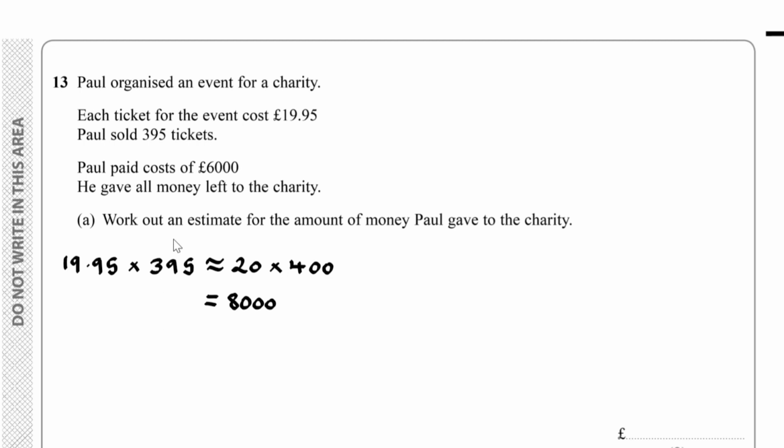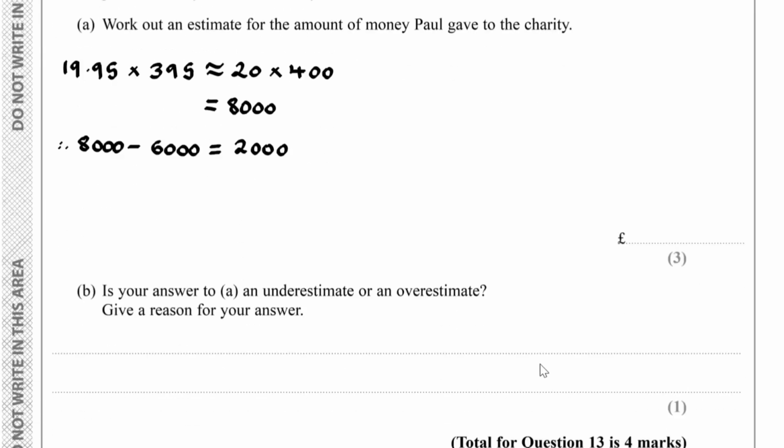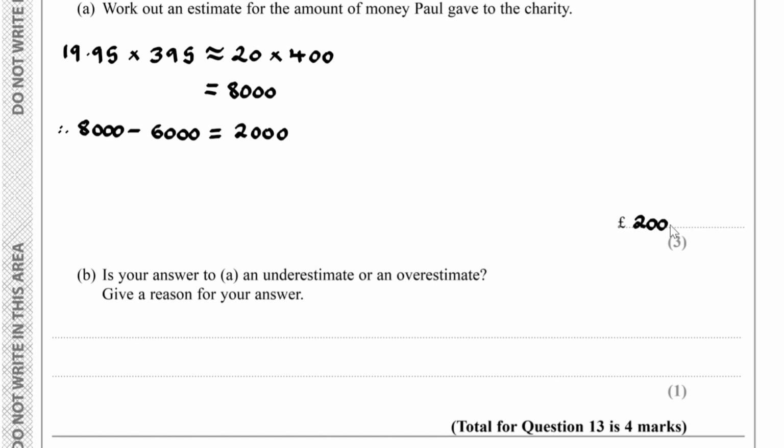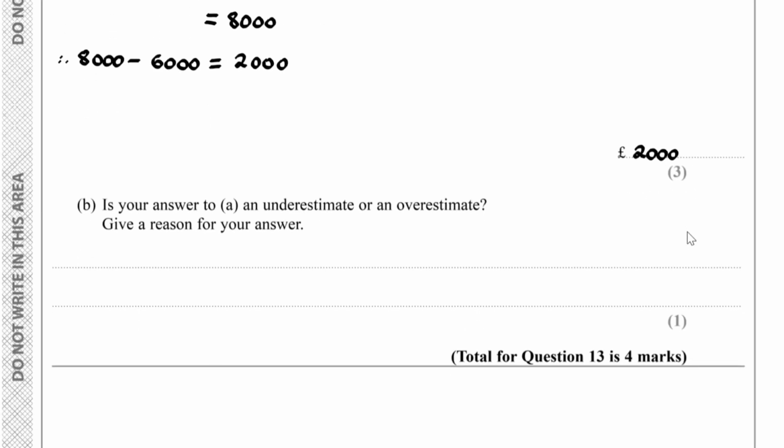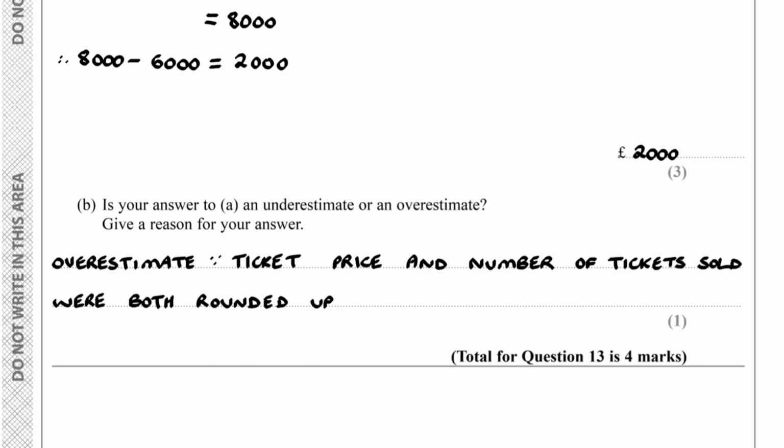And so he paid costs of £6,000. This is how much all the tickets are sold for. So we've got 8,000 take away 6,000, which is 2,000. So he gave £2,000 to charity. Then for part B, is our answer an underestimate or an overestimate? Give a reason for your answer. Well, it's an overestimate because the ticket price and the number of tickets sold were both rounded up.